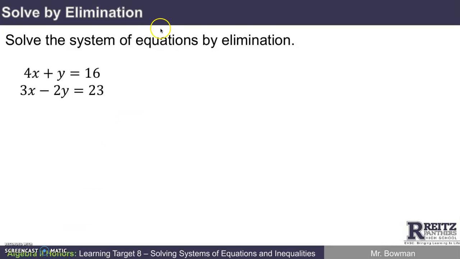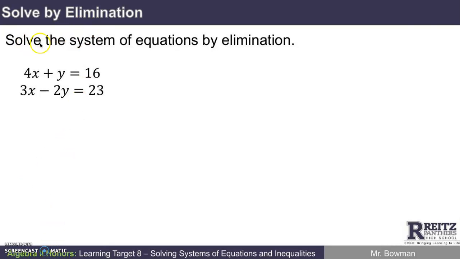The goal of the elimination method is to find one way, either by straight up adding the equations together or by multiplying one or both of the equations first, to cancel out or eliminate either the x or the y term, to create a new equation that only has x or y in it, and then you can solve it by a process similar to what we saw with substitution.